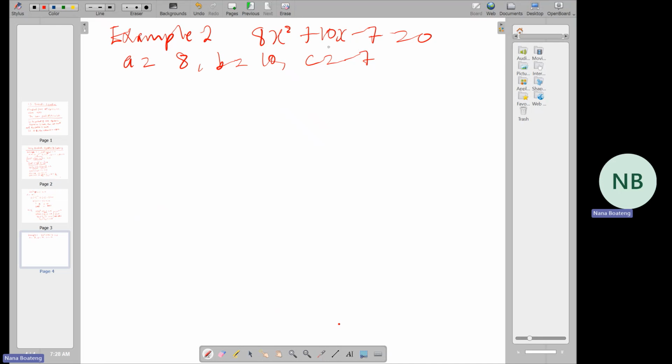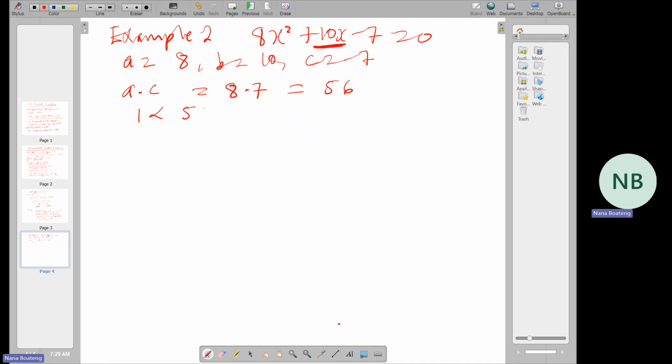All right, so with this, the first thing that we want to do is to find a way to express the middle term here. We want to manipulate the middle term using the factors of the product of A and C. All right, so A times C without the negative sign is 8 times 7, which is equal to what? 56.